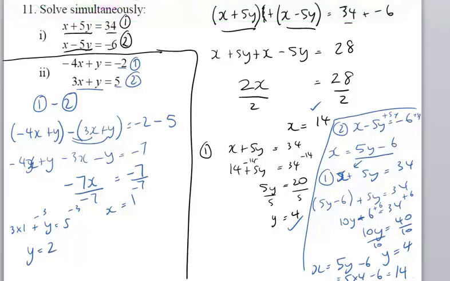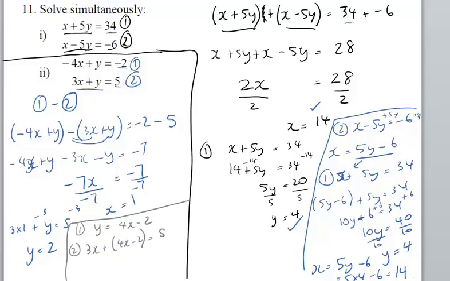And for our other method, we'll just go through really quickly. We could rearrange, say, equation 1. We're going to plus 4x on both sides. So y is equal to 4x minus 2. Then we substitute this into 2. 3x plus, and instead of y, we write this 4x minus 2 in, is equal to 5.